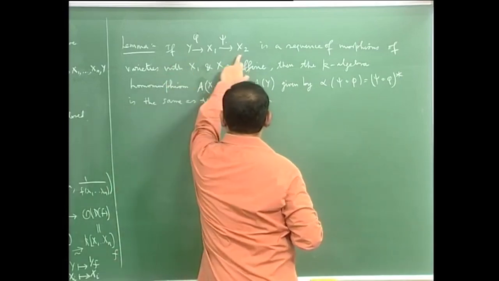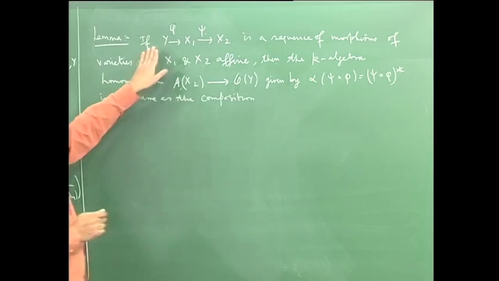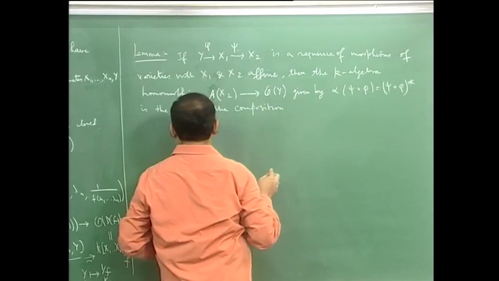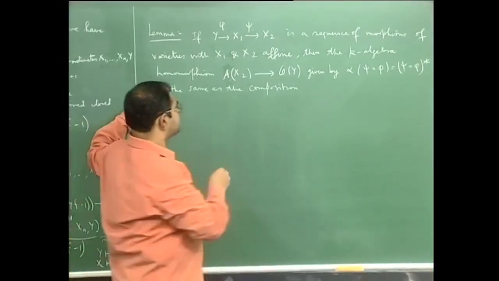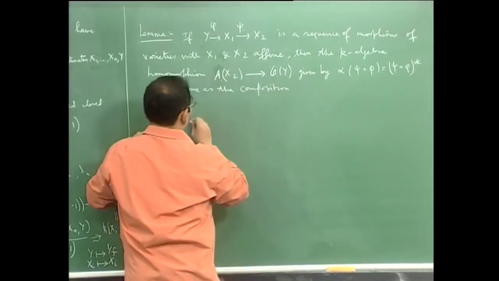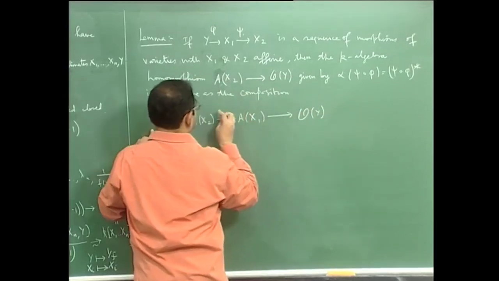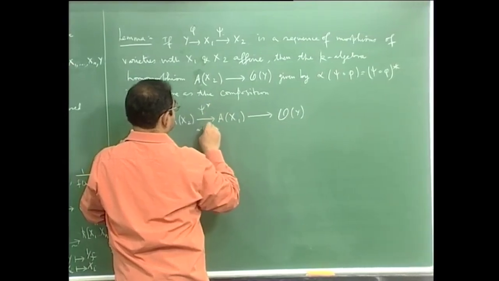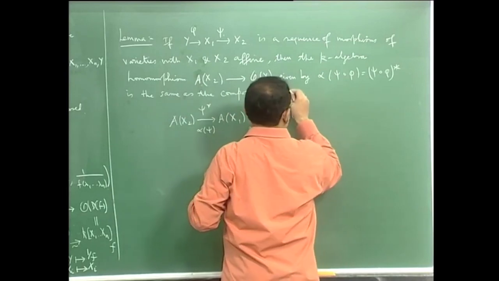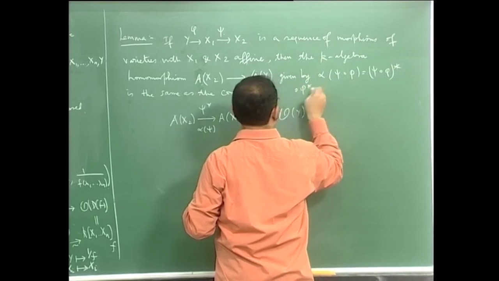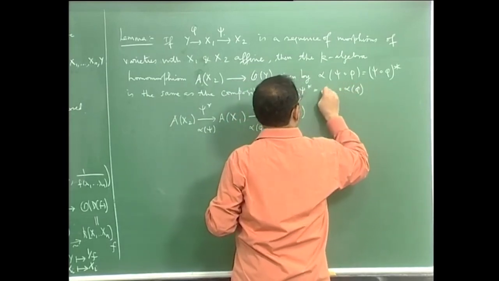I should be careful here, it's O of Y, I should not write A of Y, because as I told you it's a convention that we write A only if it's an affine variety. Okay, Y is just a general variety, need not be affine but only X1 and X2 are assumed to be affine. So let me continue the statement. Given by alpha of (psi circle phi) is the same as the composition A of X2 to A of X1 to O of Y, which is psi upper star, this is alpha psi, and this is phi upper star, this is alpha phi. So I should write it as first apply psi upper star, then apply phi upper star, which is the same as first applying alpha of psi, then apply alpha of phi.